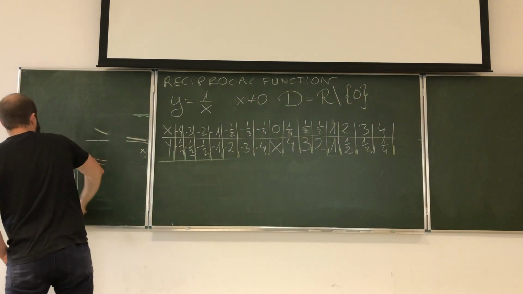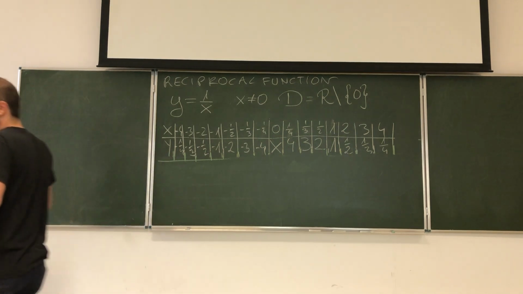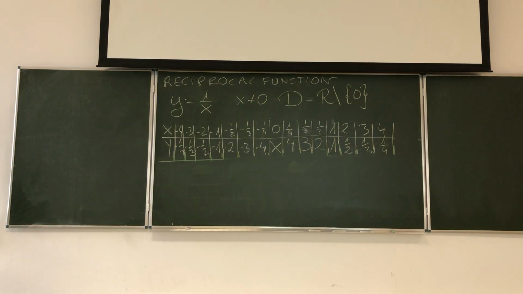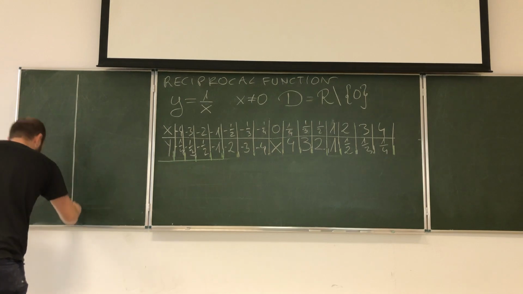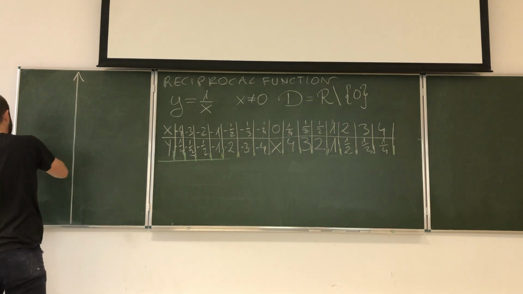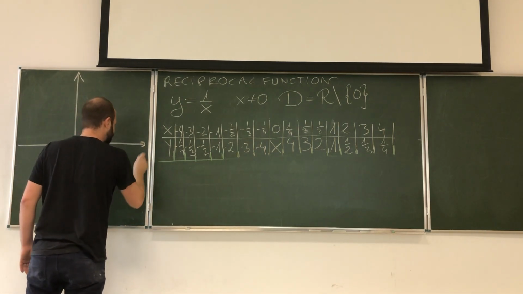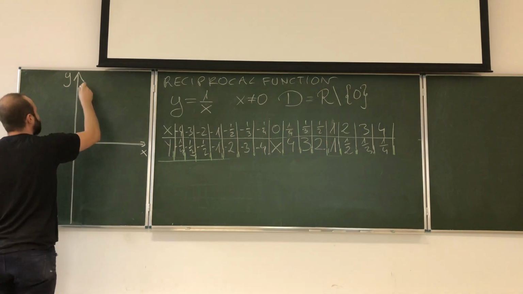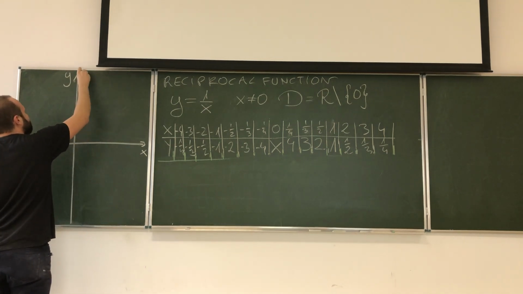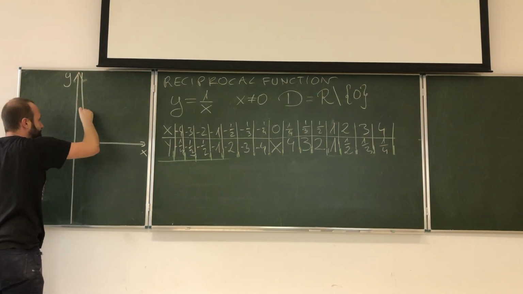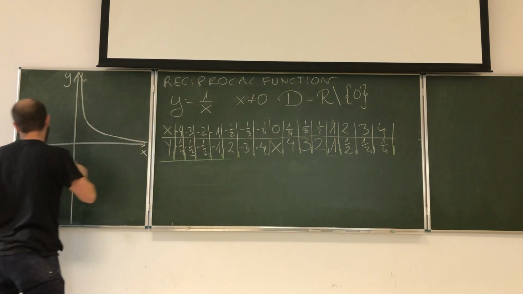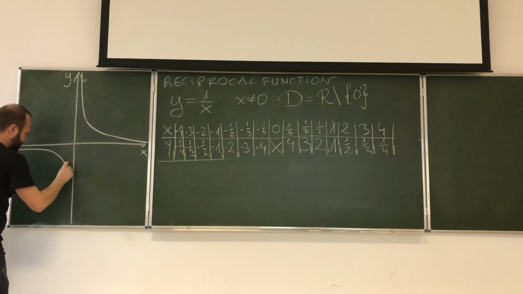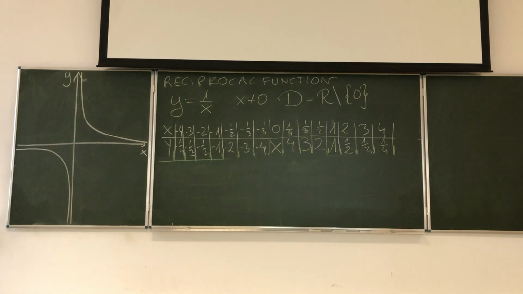Okay, let me just erase this whole thing because it's becoming really hard to see what's on the graph. And again, our starting point is y equals 1 over x.